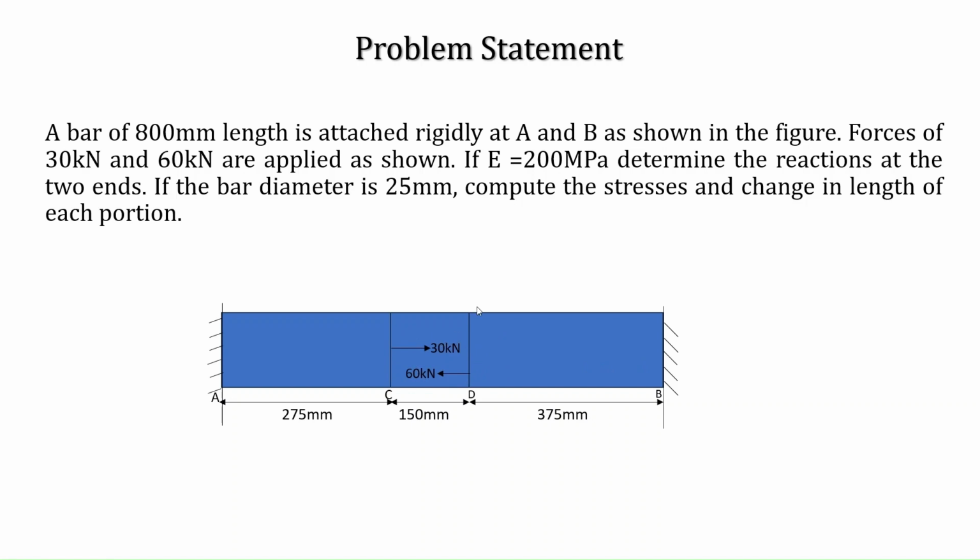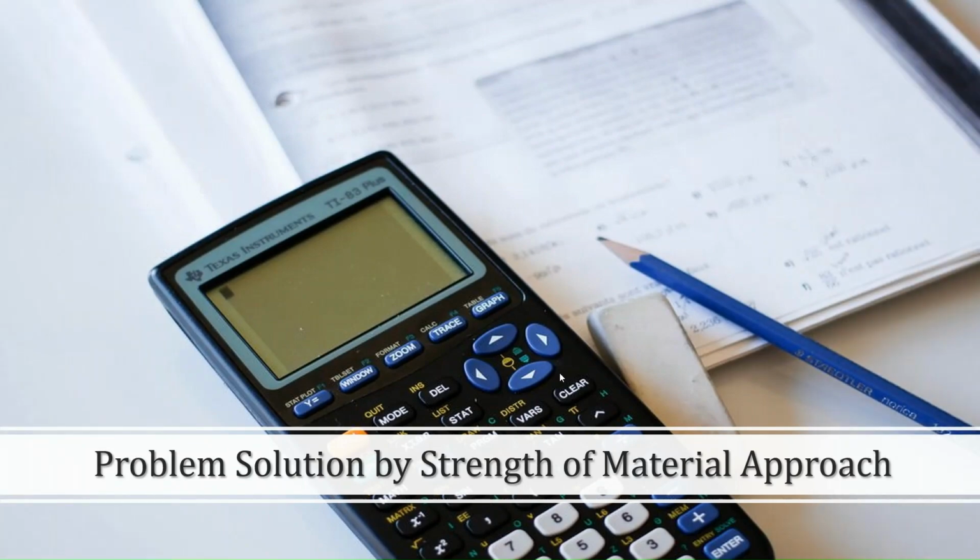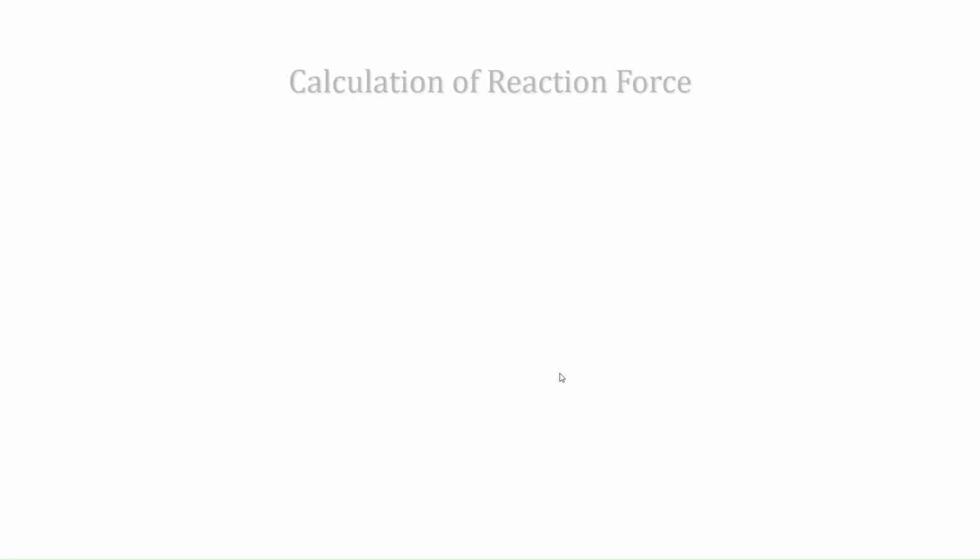But since both the ends of the bar are fixed, the total elongation will be equal to 0. So we'll see how it can be solved using the strength of materials approach. And also we'll assume the Poisson's ratio to be 0.3. So first let us compute the reaction force.